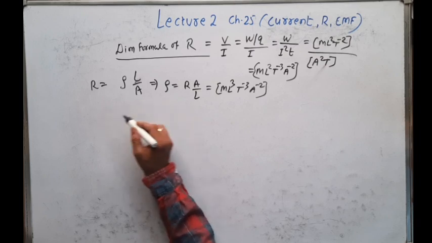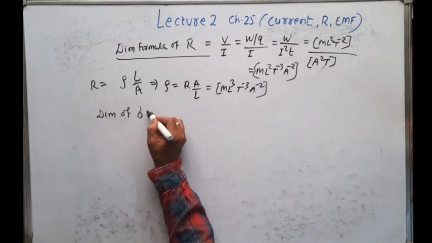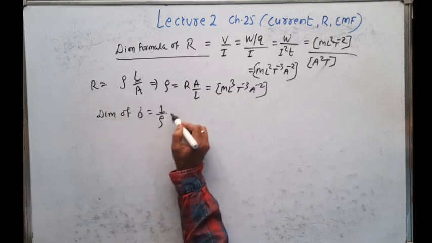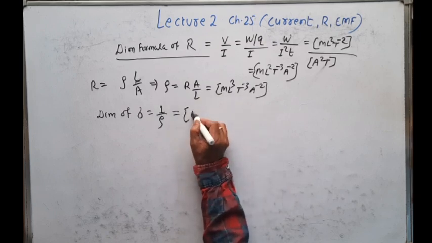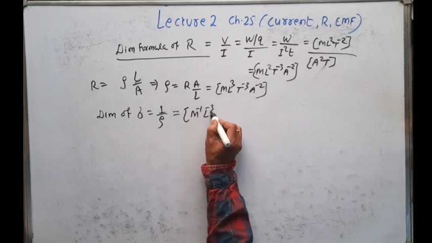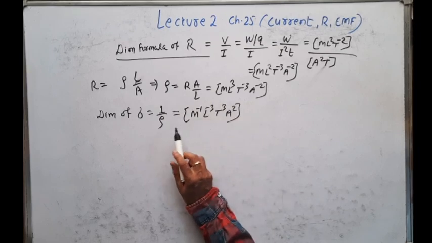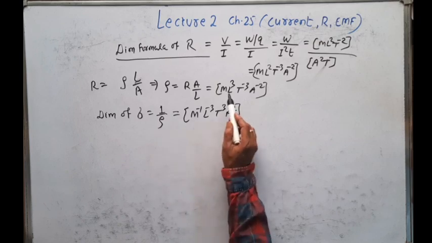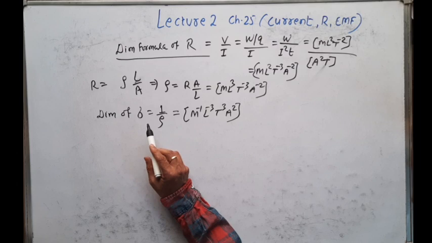In this way, you can find the dimensional formula of sigma. Sigma is the reciprocal of rho. Rho dimensional formula is this. Just take the reciprocal. So, M minus 1, L minus 3, T cube A square. This is the dimensional formula of sigma.